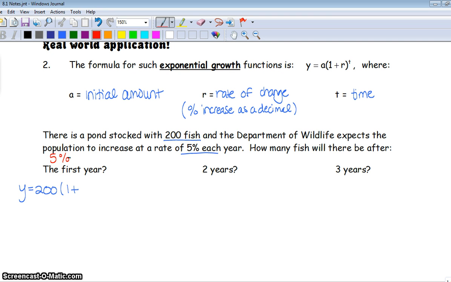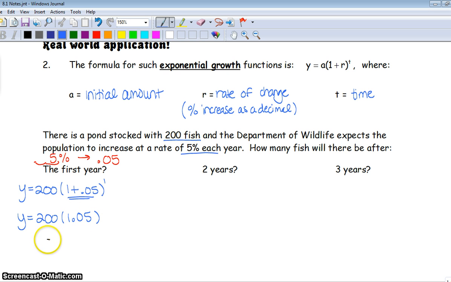If I want to take a percent and change it into a decimal, I take where the decimal point was and I move it 2 spots to the left. 1, 2. So that gives me a decimal of 0.05. So we fill that in as 1 plus 0.05. Remember, we want the rate as a decimal, raised to the t, and in this case our time is 1 year. When you look inside, 1 plus 0.05, those are like terms, so I'm going to simplify that down to 200 times 1.05 raised to the first power.